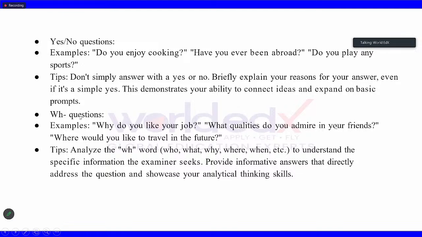Then there are WH questions like why do you like your job? What qualities do you admire in your friends? Where would you like to travel in the future? Analyze the WH word to understand the specific information the examiner is asking. Provide informative answers that directly address the question and showcase your analytical thinking skills.